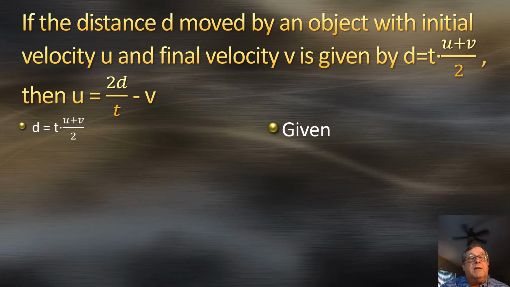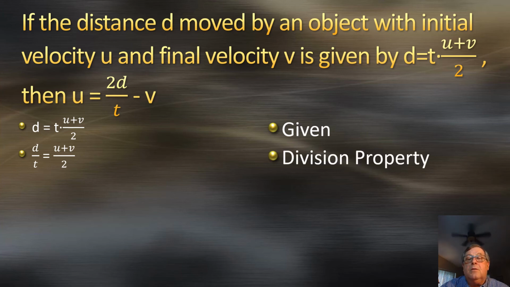Now, in solving this, I've got t times the grouping of (u plus v) over 2. So I probably want to divide both sides by t. So then I've got d divided by t equals (u plus v) divided by 2. And so what property did I use? Well, of course, I used the division property.